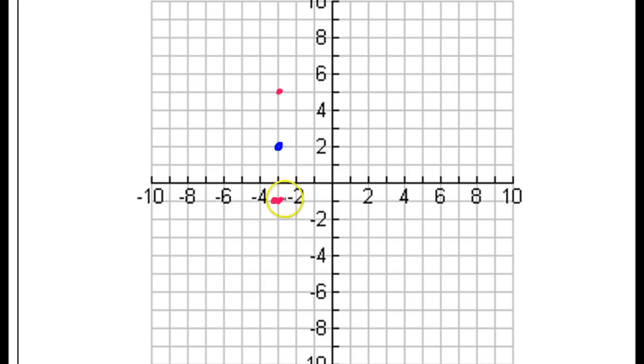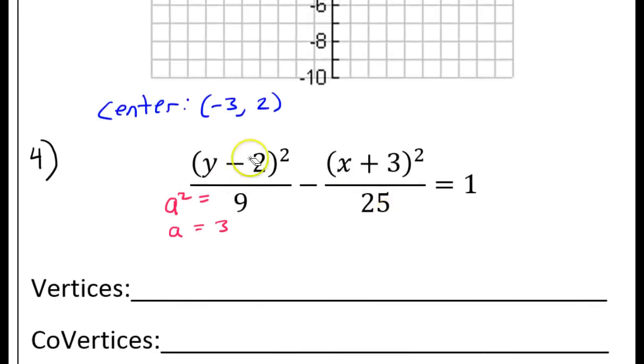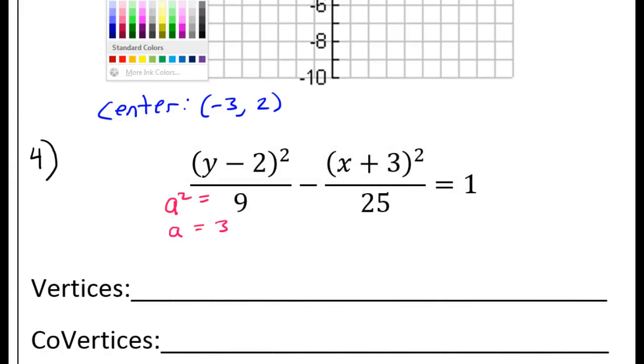These are the vertices, which means I'm dealing with a hyperbola that's going to be like this. I'll have to be much more precise than that, but understand that this is a vertical hyperbola. I also know that because the y term is first. So that's always going to be a vertical hyperbola. Let's go ahead and find the co-vertices.